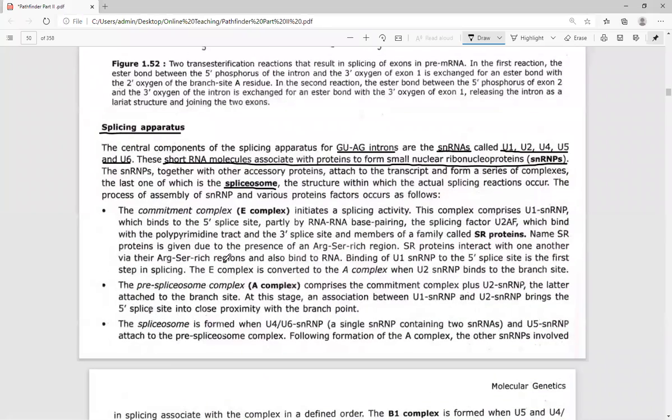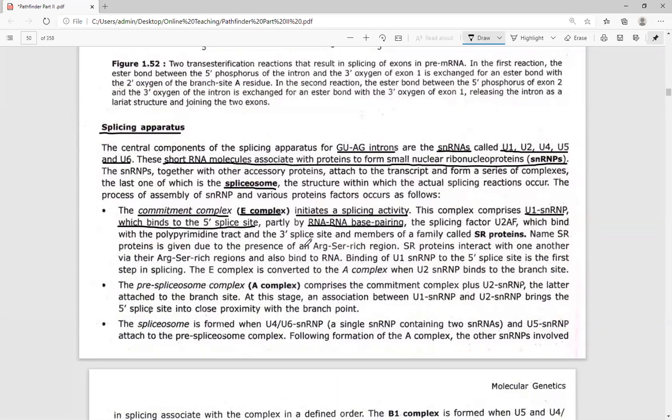The same process in the case of Pathfinder begins with the commitment step. What do you mean by commitment step? The commitment complex, also referred to as the E complex, the first complex, initiates splicing activity. It is a complex that will initiate the first step of the splicing procedure. This complex comprises an snRNP, the U1 snRNP, which binds to the 5' splice site, partly by RNA base pairing.